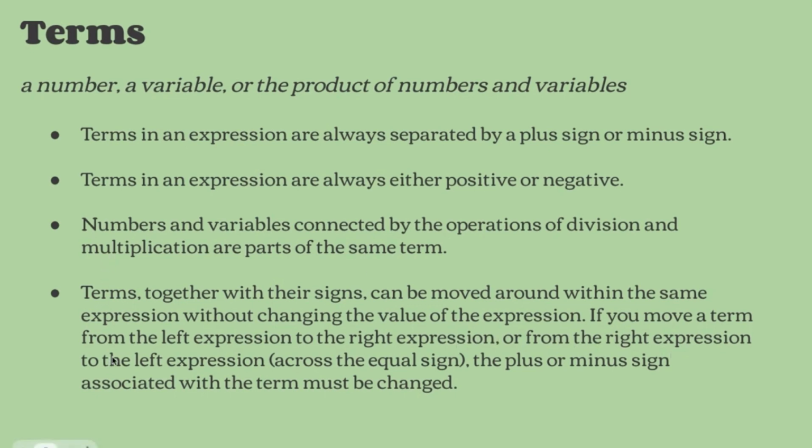If you move a term from the left expression to the right expression, or from the right expression to the left expression across the equal sign, the plus or minus sign associated with the term must be changed. So basically what this means is that a term is, let's just say, 2x squared. Those are all terms. And when solving an equation or an expression, the terms always have to go to the other side of the equation to keep it equal. So let's just say we have 2x minus 3 equals 0. We'd have to add 3 on both sides, so it would change from minus 3 to plus 3. That's essentially what they're saying.